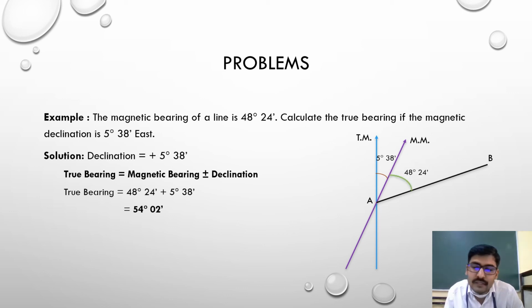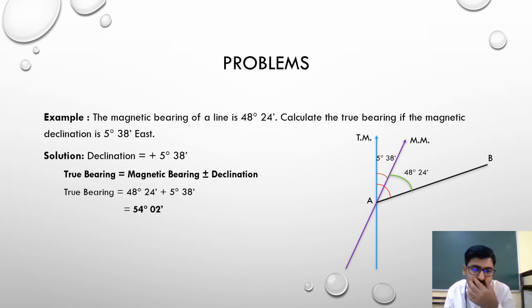Now if the bearing is given as magnetic bearing, that means that bearing is nothing but the angle between the magnetic meridian and the line AB, 48 degree 24 minutes. Now what is asked? It is the true bearing which is asked. What is true bearing? The red colored angle that you are able to see there, right? What is that angle? It is the angle between the true meridian and the line AB. Look at that. If red is required, then you just have to add the magnetic bearing and the declination.